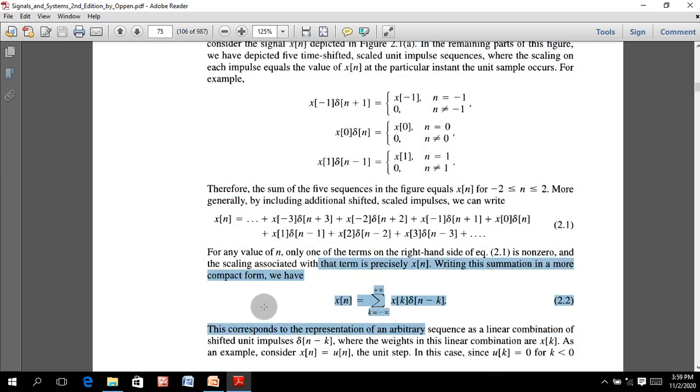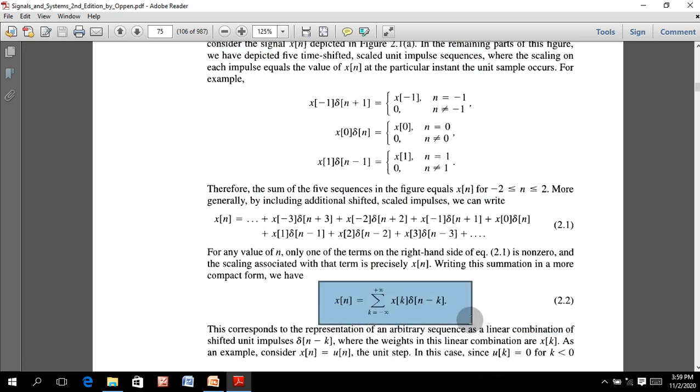This is very important. Sorry, okay, one second. Yes, this is the format. Okay, this is the real thing.